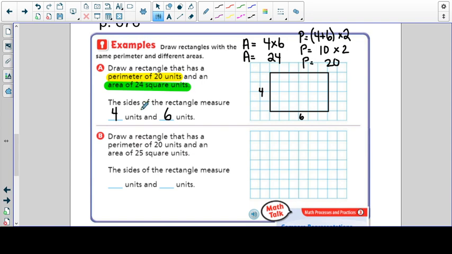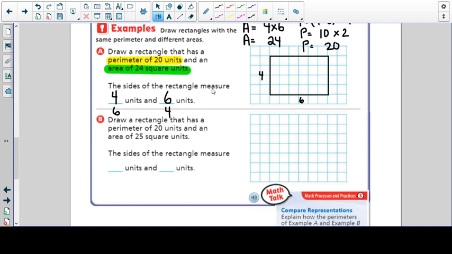Alright, is that the only one? I don't know yet, to be honest with you. We could switch this around. We could have a 6 by 4. That would also give it to us. But later on here we'll look at an example at the bottom and see how we could apply this. Now down here, same rectangle problem, but with the same perimeter of 20, and now I want an area of 25.